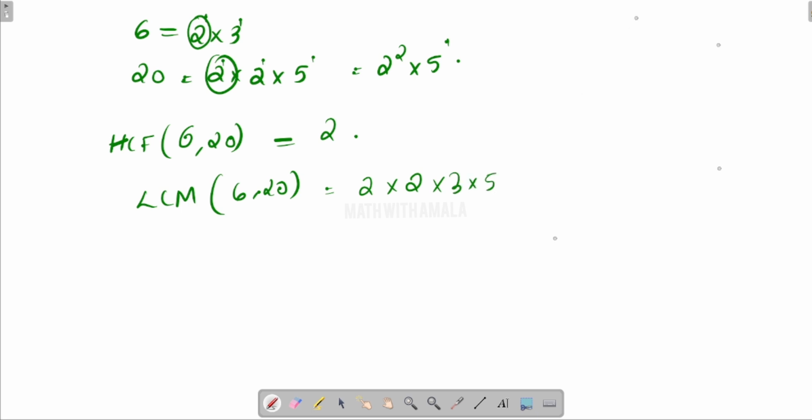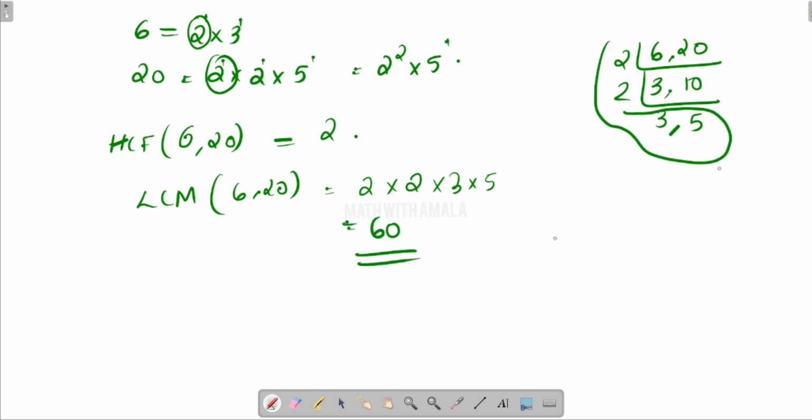So what will be the LCM? LCM means least common multiple. We can prime factorize them together like this. Then you will get 3 and 10 for 2, then again 3 and 5 for 2. Then the answer will be 2 into 2 into 3 into 5, that is 2 square into 3 into 5. 12 into 5. Answer is 60.